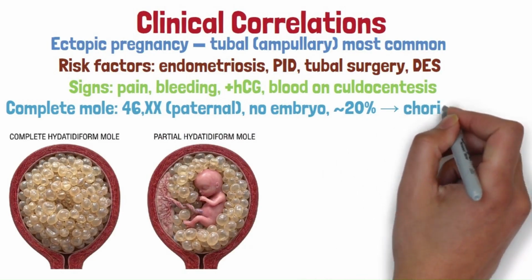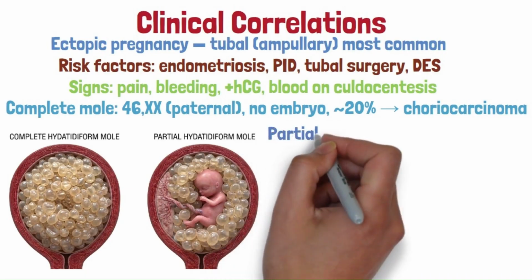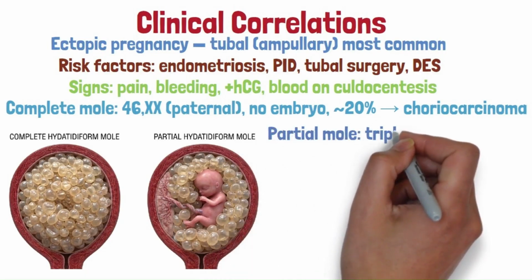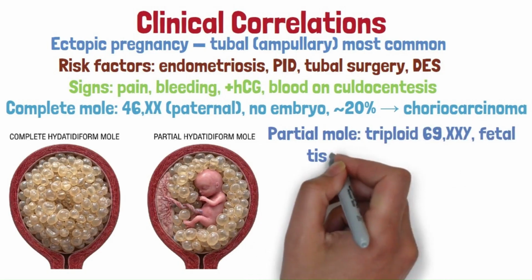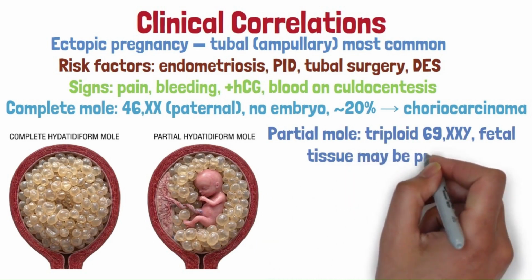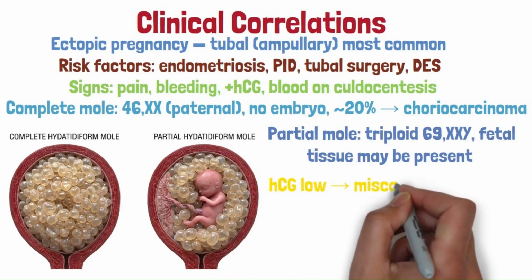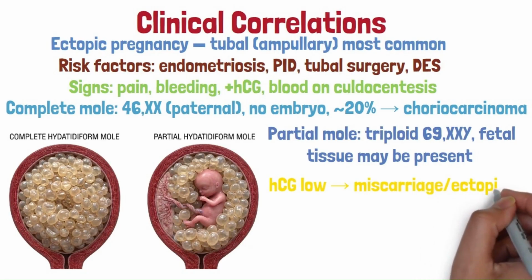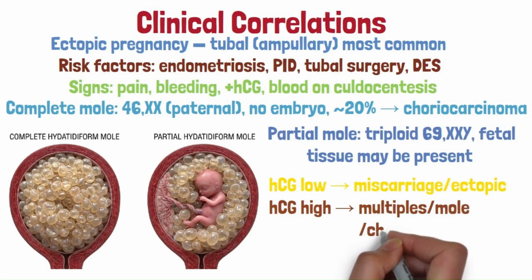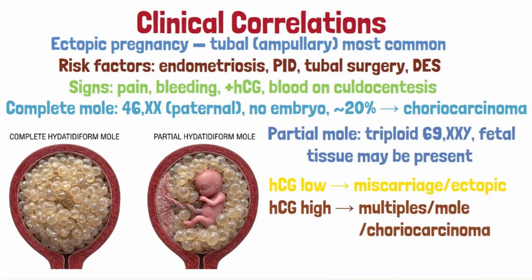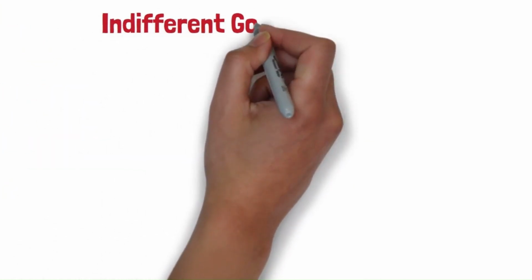Now, gestational trophoblastic disease. A complete mole is 46,XX, entirely paternal in origin. There is no embryo at all. hCG is very high and it carries about a 20% risk of progressing to choriocarcinoma. A partial mole is triploid, 69,XXY, one maternal set plus two paternal sets, and fetal tissue may actually be present. As a quick rule for interpreting hCG, low levels point you toward miscarriage or ectopic pregnancy. High levels point you toward multiple gestation, molar pregnancy, or choriocarcinoma.